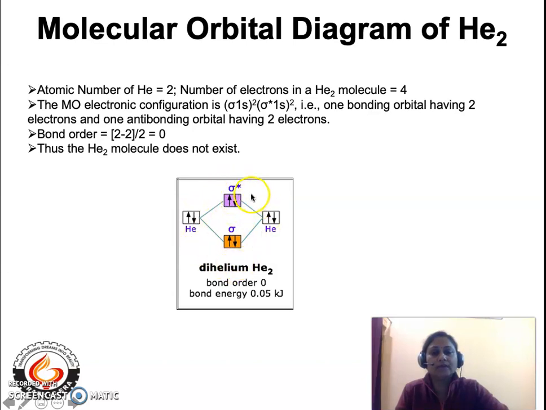After drawing the MO diagram, in the order of increasing energy level, we have to fill the electrons. There is a total of 4 electrons in this molecule. So the 4 electrons will be accommodated in the sigma 1s as well as in the sigma star 1s molecular orbital. The bond order is (2 minus 2) divided by 2, that is giving a figure of 0. So 2 in the bonding, 2 in the antibonding, (2 minus 2) divided by 2 equals 0. So the helium molecule is not a stable molecule, it does not exist.